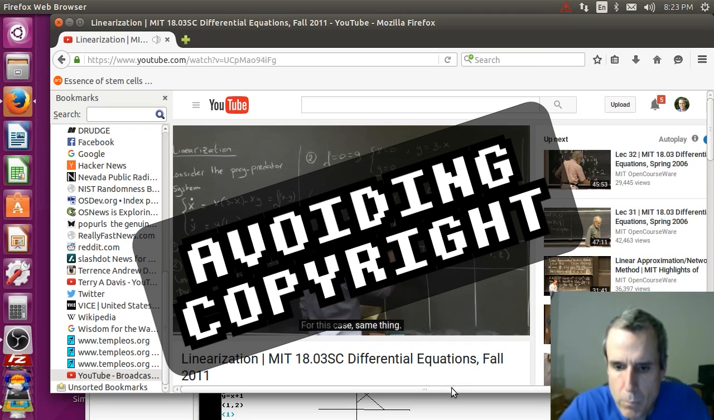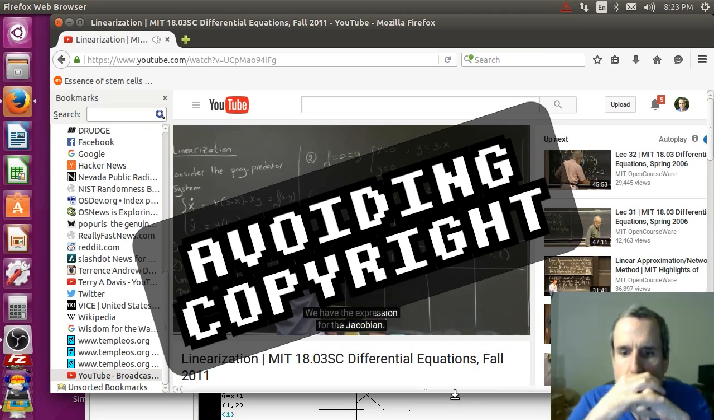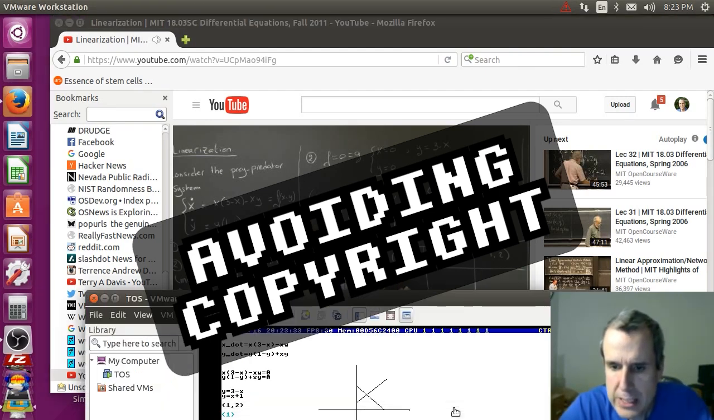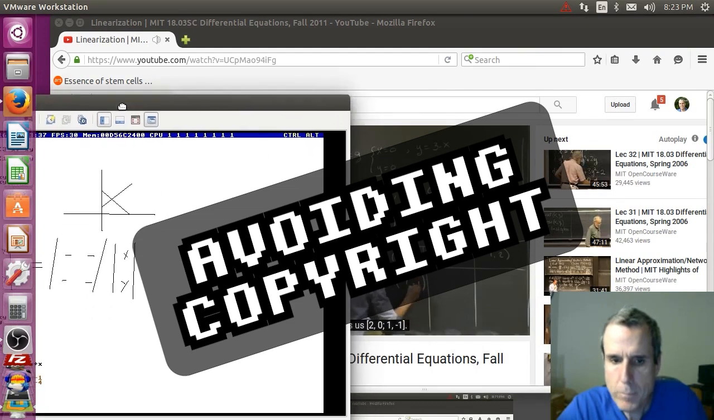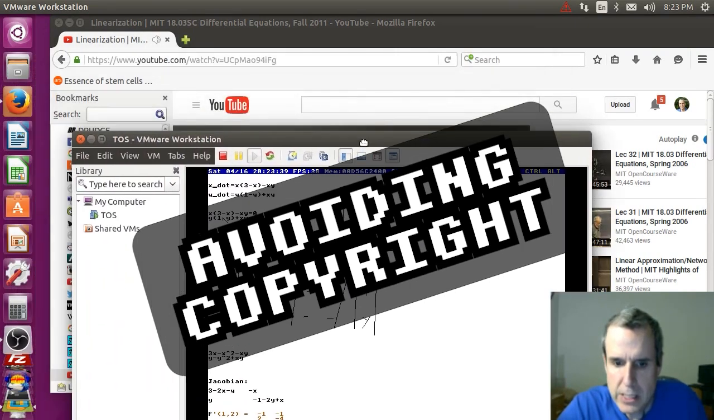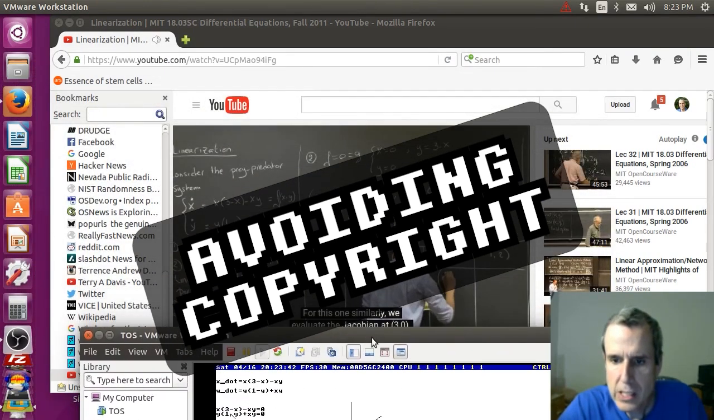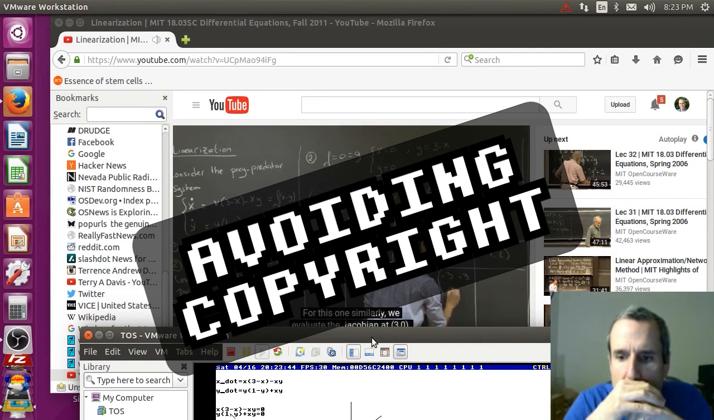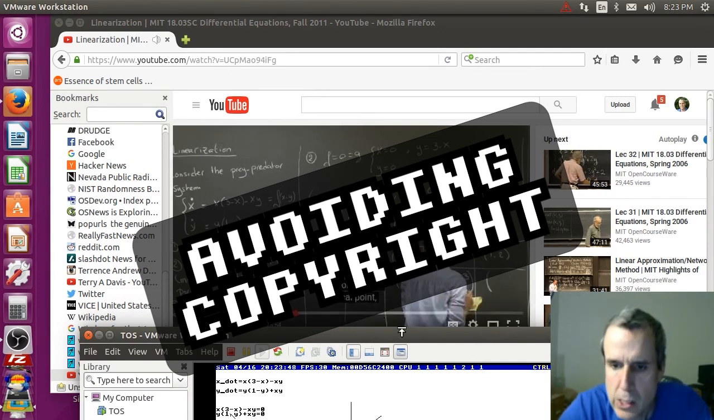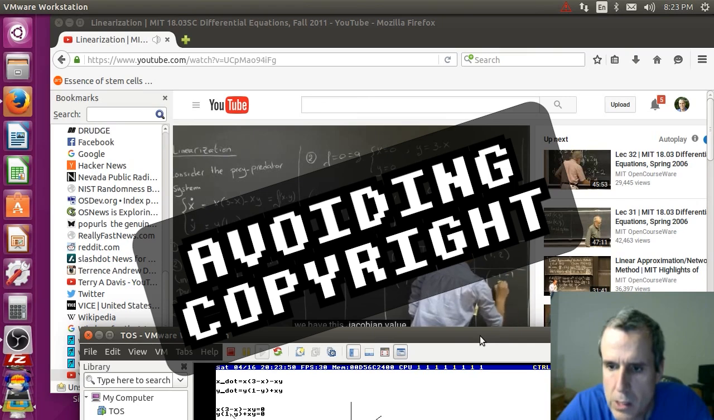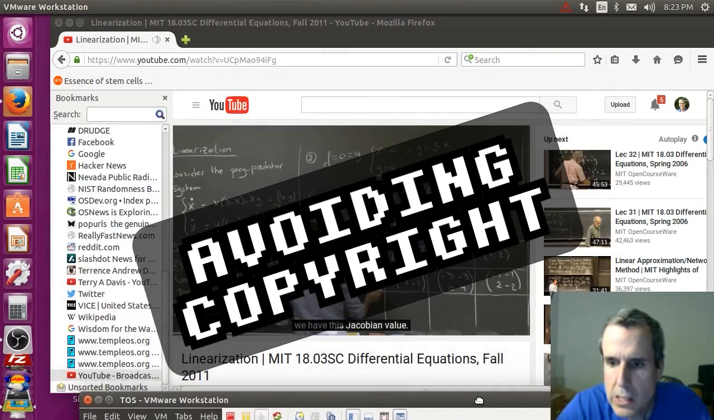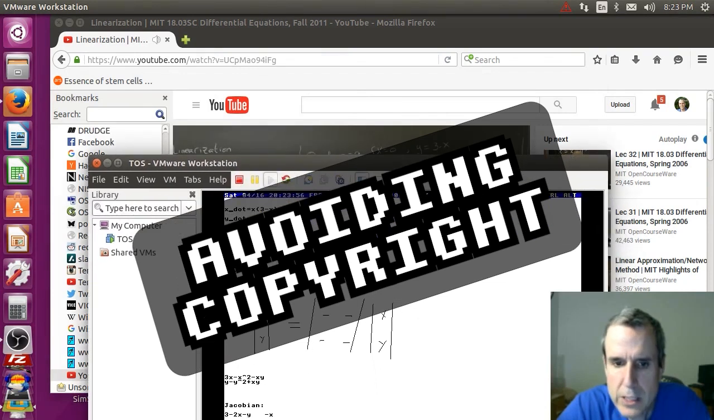For this case, same thing, we have the expression for the Jacobian, and we evaluate it at the critical point 0, 1. That gives us 2, 0, 1, minus 1. For this one, similarly, we evaluate the Jacobian at 3, 0, and we get this Jacobian value. And for this last critical point, we have this Jacobian value. So now, what's next?